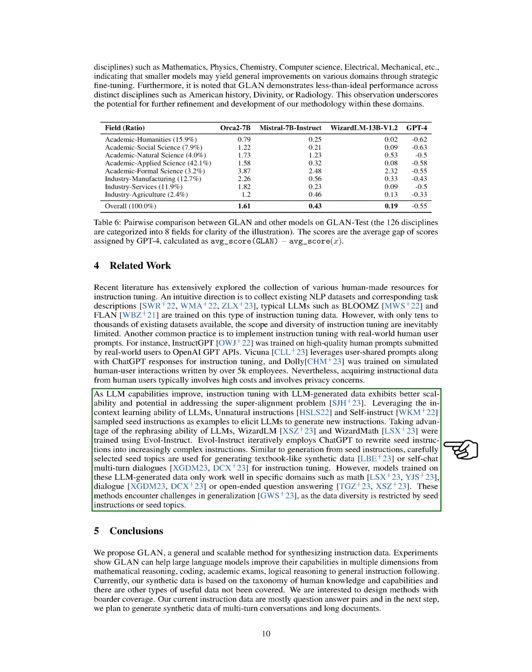As LLMs continue to improve, instruction tuning using LLM-generated data shows promise for scalability and addressing the super-alignment problem. By leveraging the in-context learning capabilities of LLMs, methods like unnatural instructions and self-instruct use seed instructions to prompt LLMs to generate new instructions. Similarly, models like WizardLM and WizardMath are trained using Evol-Instruct, which iteratively employs ChatGPT to rewrite seed instructions into more complex ones. Despite these innovative approaches, challenges in generalization remain, as the diversity of the training data is limited by the initial seed instructions or topics.